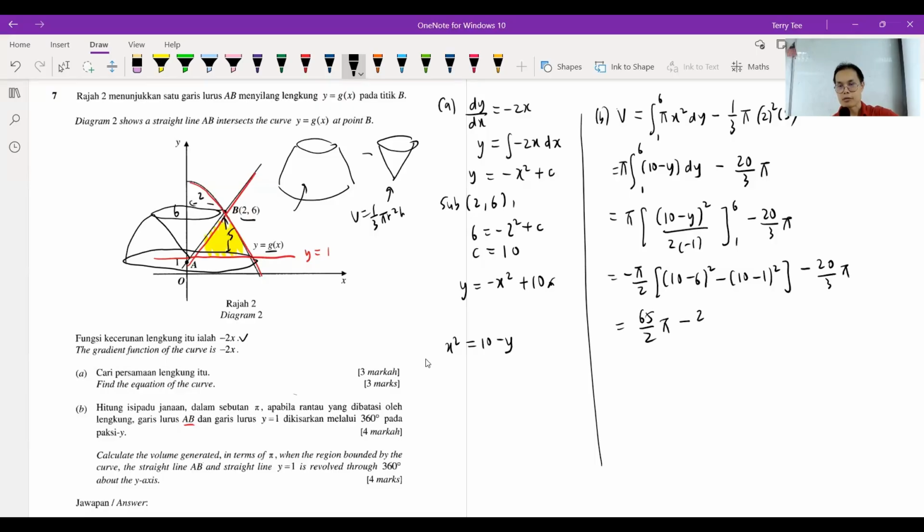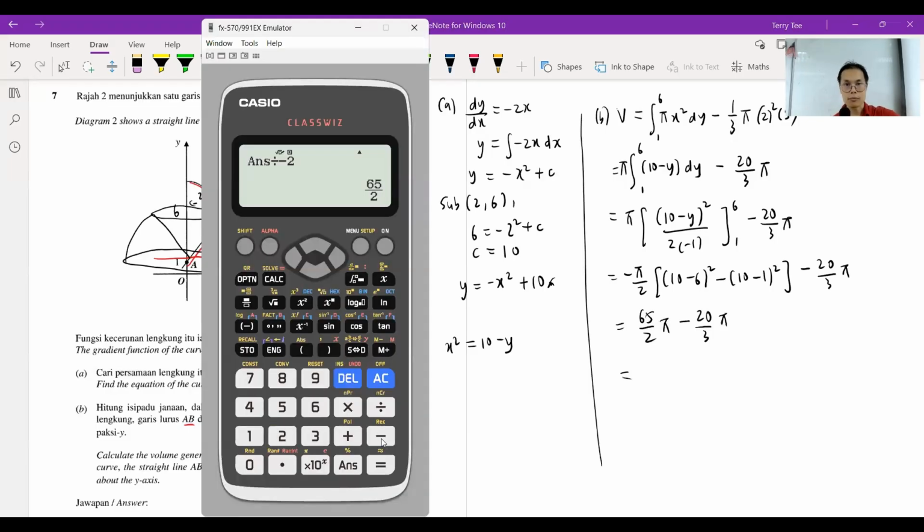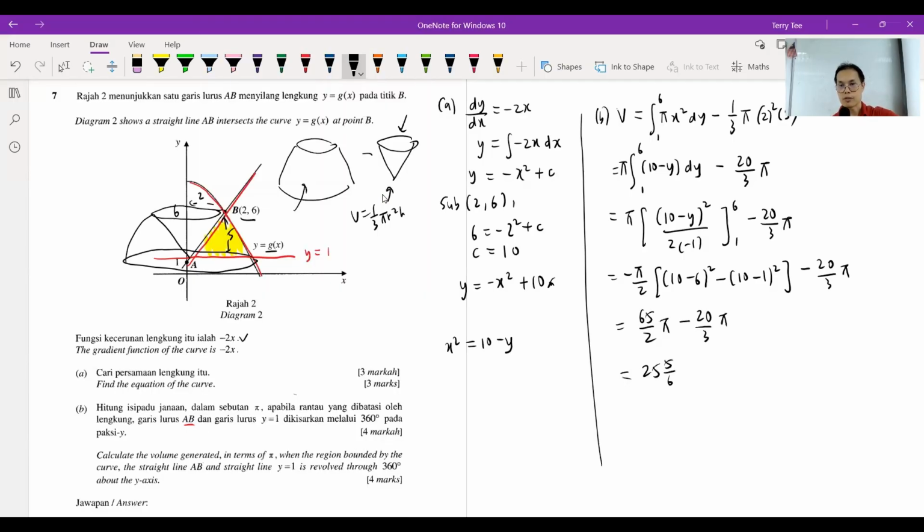You minus volume of your cone, because you're taking away this cone here, dig it out, you will get the volume of the solid. So let's take 65 over 2 minus 20 over 3. Answer 155 over 6. And 155 over 6 is 25 5 over 6. 25 5 over 6 pi unit cube. Okay.